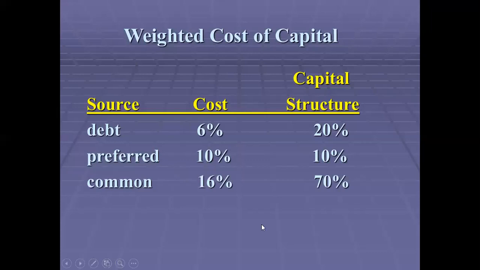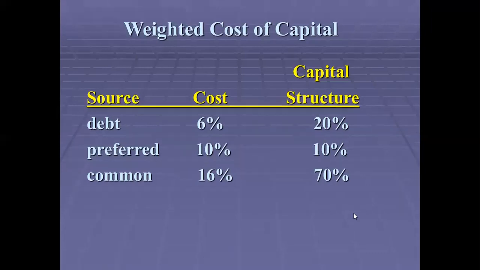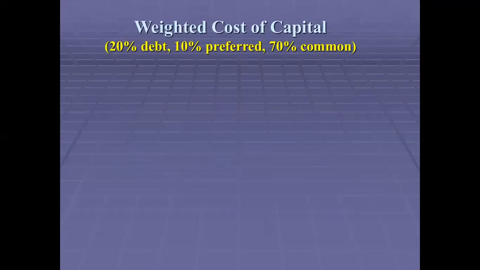To calculate the weighted cost of capital, you multiply this cost of capital with this cost, and then multiply with how much money you have. So this is an example: 20% debt, 10% preferred stock, 7% common stock. This is how you calculate the weighted cost of capital.